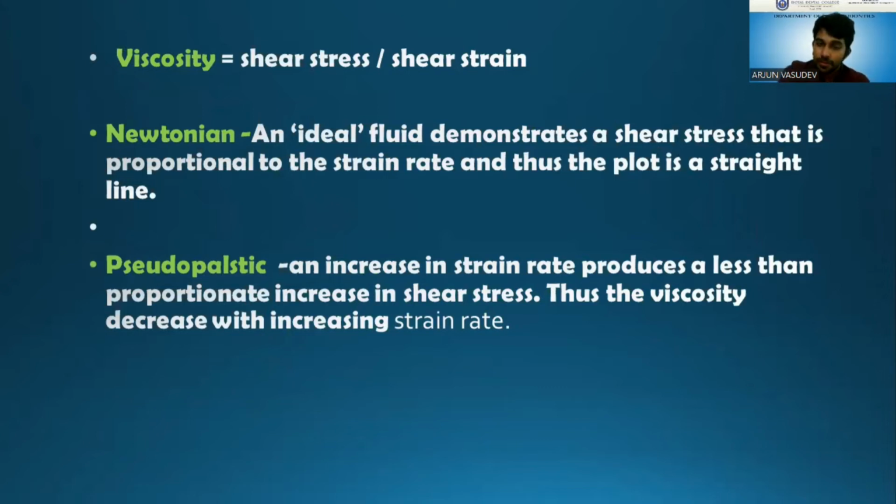Now viscosity is equal to shear stress by shear strain rate. Newtonian is an ideal fluid demonstrating a shear stress that is proportional to the strain rate, and thus the plot is a straight line. For a pseudoplastic material, an increase in strain rate produces a less than proportionate increase in shear stress. Thus the viscosity decreases with increasing strain rate.